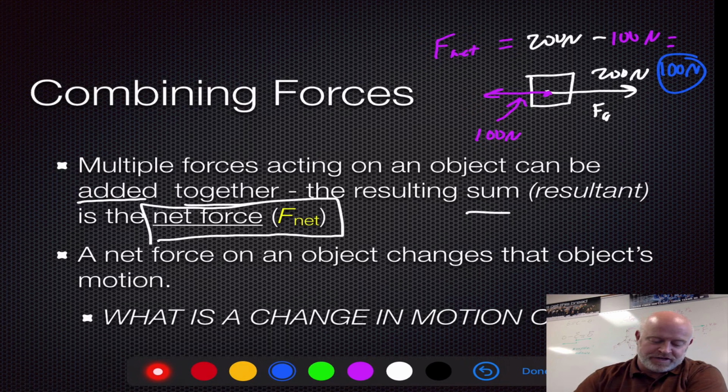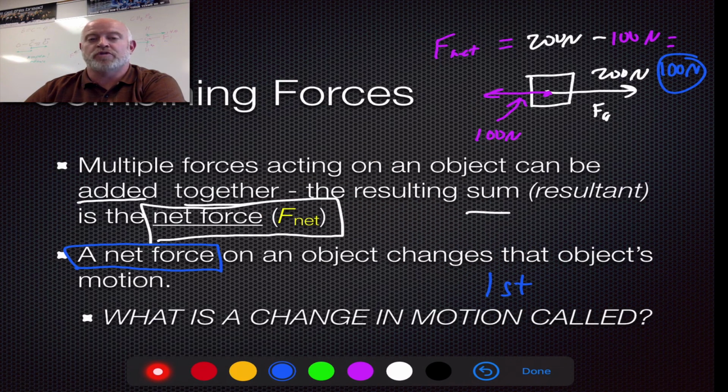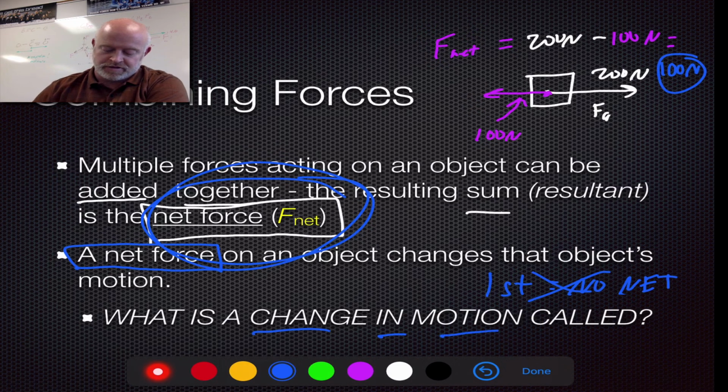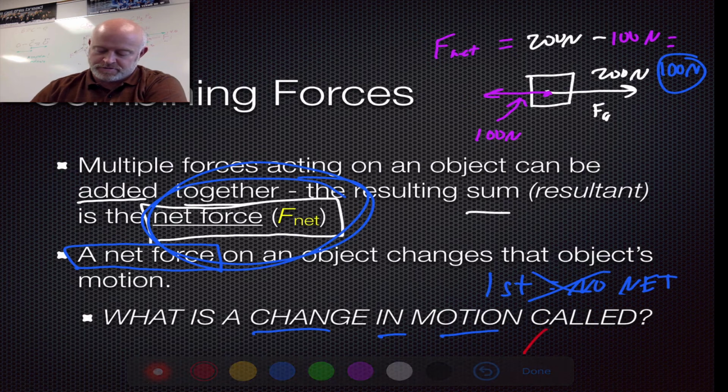Now, if we get a net force acting on something, okay, we no longer can apply the first law. So the first law of motion, remember, talked about no net force. Well, we don't have that scenario here. If we have a net force, that means that we cannot use the first law anymore to talk about this. So we need something else. All right. And what we're getting here is a change in motion. Okay. So let's go back to what is a change in motion called?